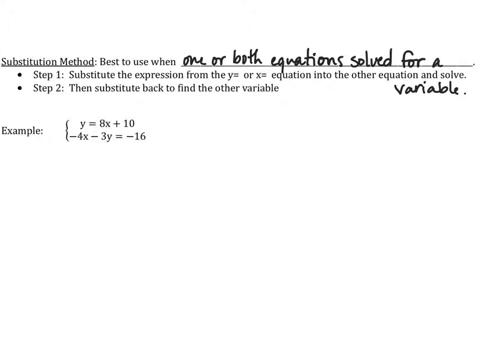Step 1 is to substitute the expression from the y equals or x equals equation into the other equation and solve. So what we mean by that is I have y and I have y. If I'm looking for the place where those two are equal, then I can assume those y's are equal. So in this first equation, I know that y equals 8x plus 10.